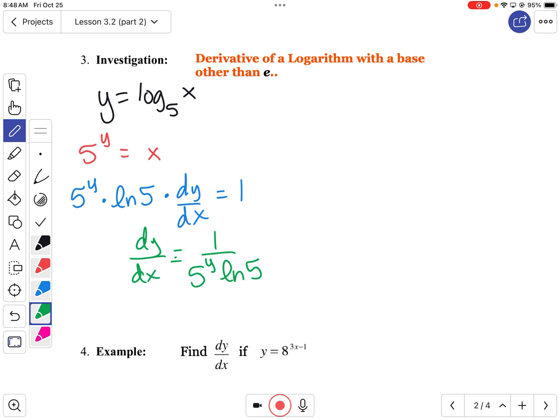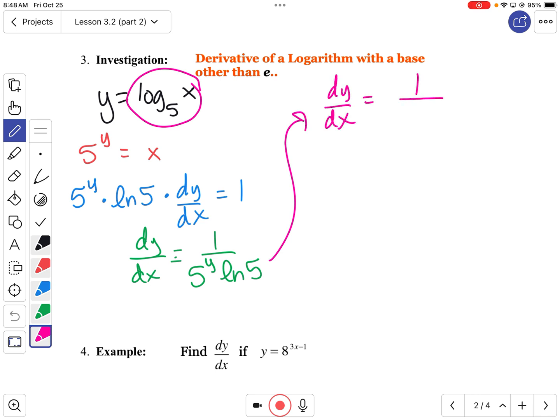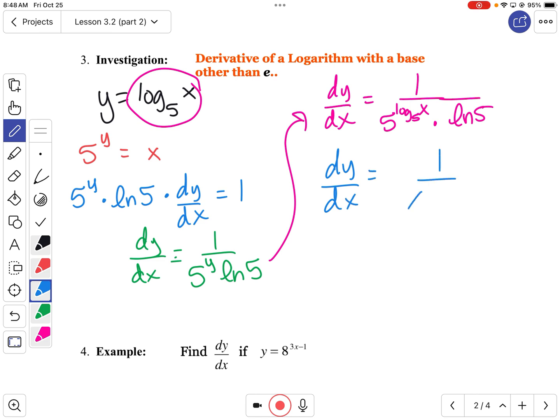Well, we don't want to leave that y in there because that's not how my function was defined to start with, right? But do we know what y is equal to? It's equal to log base 5 of x. So let's do some substitution. So dy/dx equals 1 over 5 to the log base 5 of x times the natural log of 5. Well, that looks terrible. What is 5 to the log base 5 of x? It's just x. So what we got was 1 over what we were taking the log of, and then that times the natural log of the base.